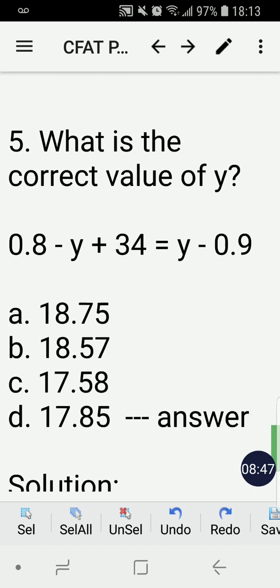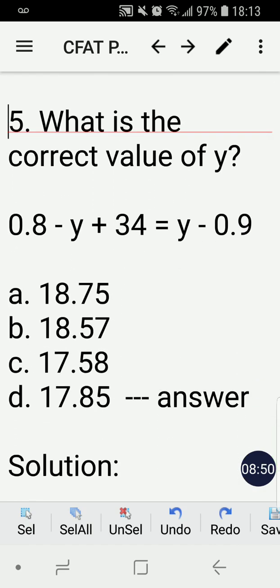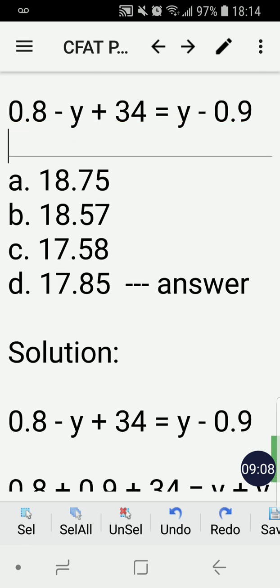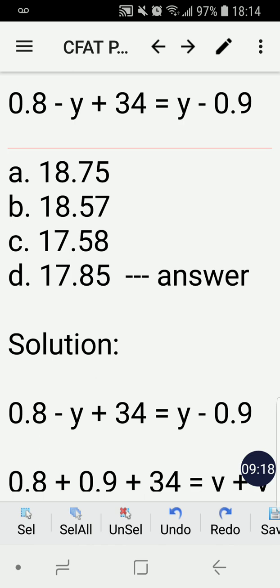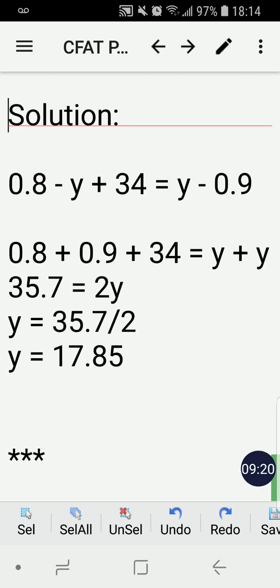Okay, number 5. What is the correct value of y? In the expression below, 0.8 minus y plus 34 is equal to y minus 0.9. Here are the choices, and the correct answer is D, 17.85. Solution. Right here, I just copied the original problem.